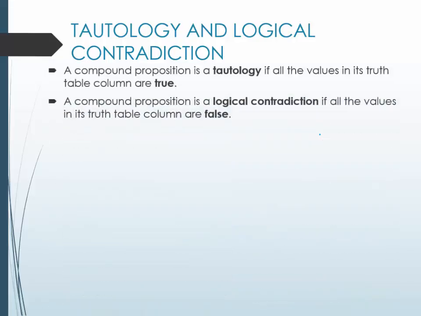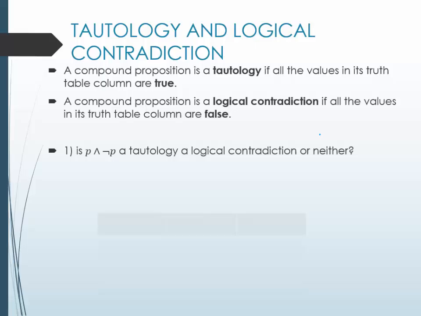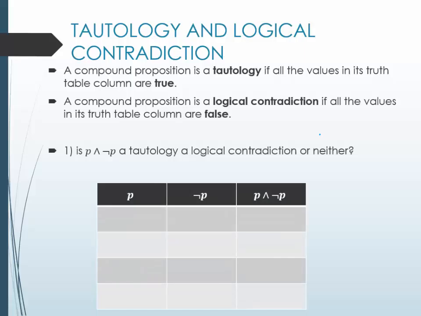Okay, a compound proposition is a logical contradiction if all values in the truth table are false. Okay, logical contradiction. So, our first example is: P intersection negate P, a tautology or a logical contradiction? So go ahead on your own, fill in at least the first two columns.